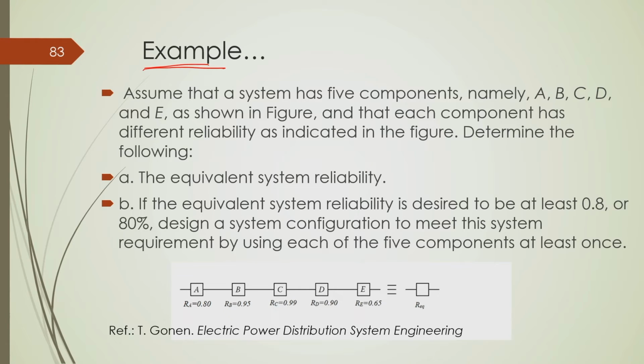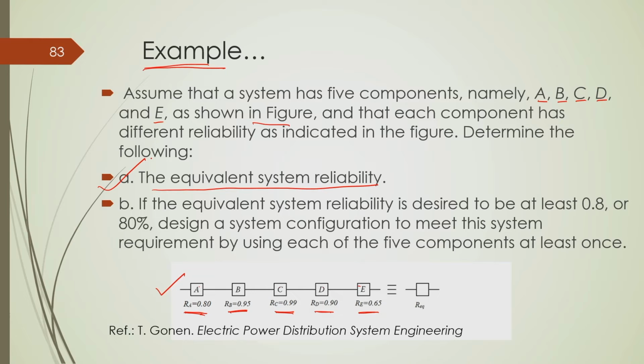This example says that we have 5 components A, B, C, D and E. They are connected in series combination like this: A, B, C, D, E. Okay. And their individual reliability values are also given. R A is 0.8, R B is 0.95, R C is 0.99, R D is 0.9 and R E is 0.65. Then the first question is to find out the equivalent system reliability.